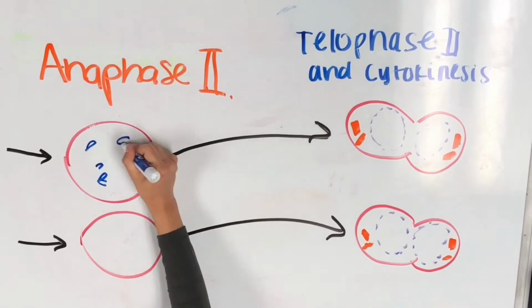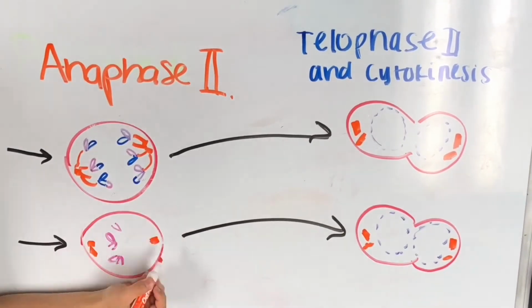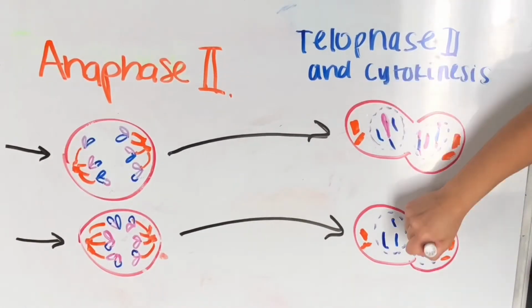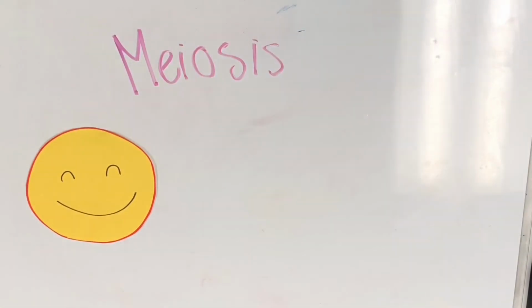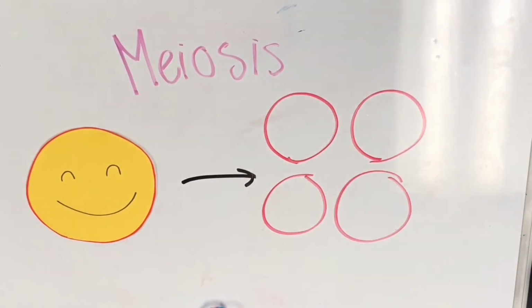The normal number of 46 chromosomes will be restored during fertilization when a sperm and egg combine. The 4 haploid daughter cells are all genetically non-identical.